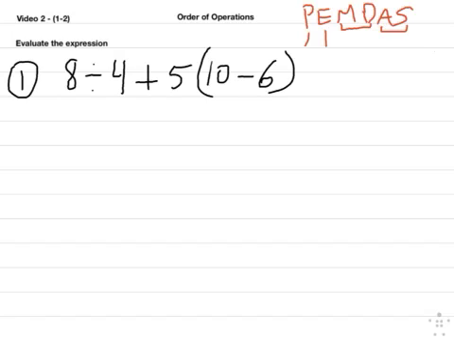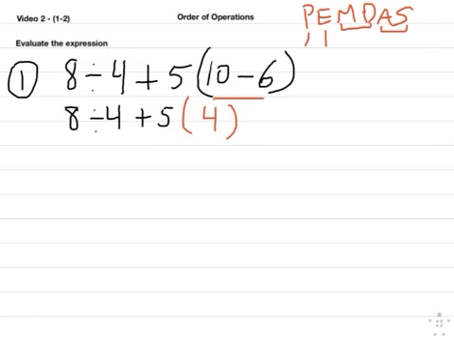Well, PEMDAS says we should try to work on parentheses first. So the 10 minus 6 is going to be our P, our first thing we'll do. So let's underline that, 10 minus 6 for P. And so then we're going to rewrite what we have. We've got 8 divided by 4 plus 5 times what? What do we get when we do 10 minus 6? 10, 9, 8, 7, 6, 5, 4. Alright? 10 minus 6 is 4.